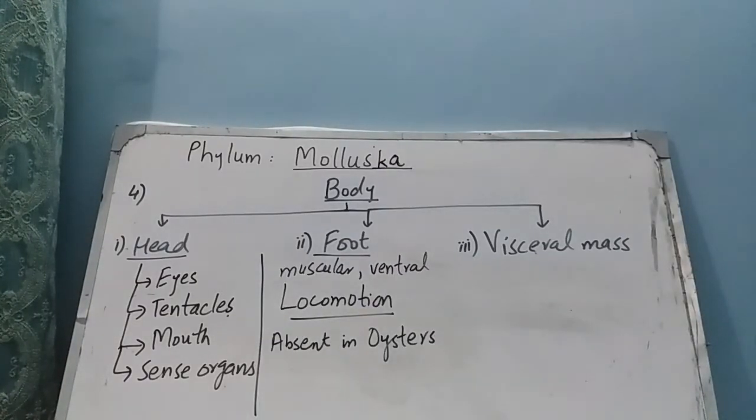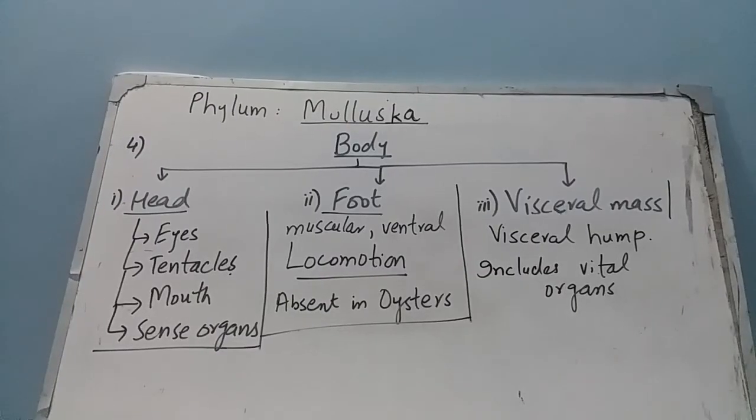Second body part is foot. The foot is muscular, thick and ventral in position, and the foot is basically used for locomotion like creeping, burrowing and swimming. The foot is absent in oysters. Third body part is known as visceral mass, also known as visceral hump. The visceral mass includes the vital internal organs, and these organs are compactly arranged.